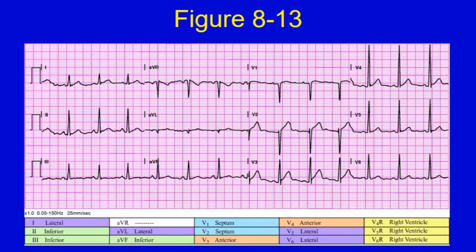All right, here's one for you. What do you think here? Rate and rhythm? Just sinus rhythm. 300, 150, 100, it's about 90. I gave it a rate of 90 just now. I don't know if that's right or not. That's what I got. Did you? Yeah.